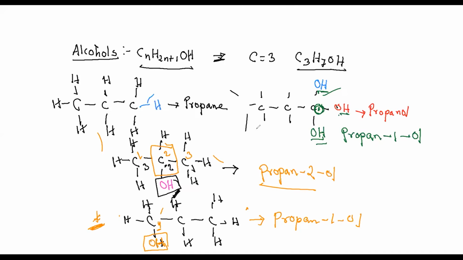How many isomers does 2-propanol have? Sir, 2. Yeah, very good. 2. Now let's come to butanol. So butanol.